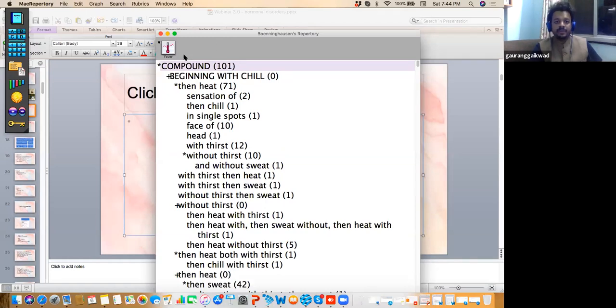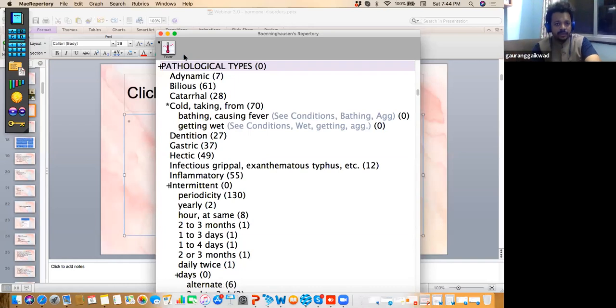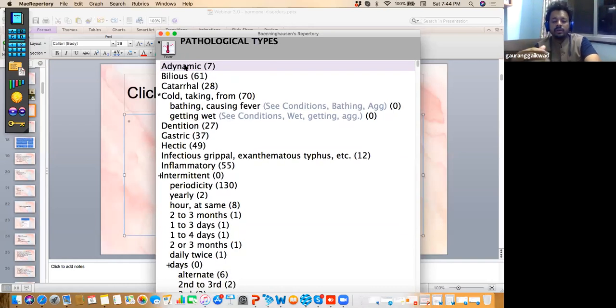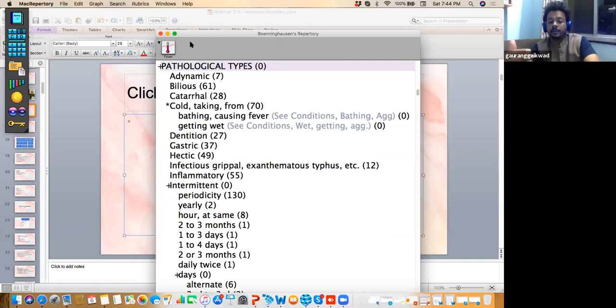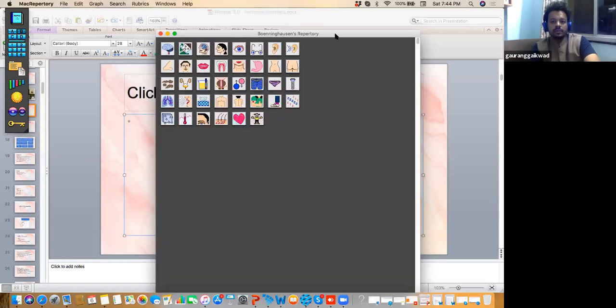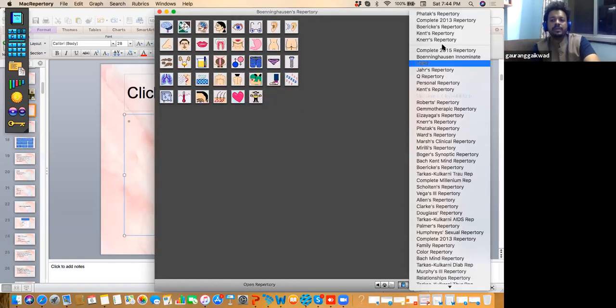For example, in the fever chapter, there's a very interesting group of rubrics. The first thing when you see a fever case in Bonninghausen is you try to understand which is the type of fever. Is it a bilious type of fever? Is it a catarrhal type of fever? Is it a dentition type of fever? Is it a gastric type of fever? So in this way, when I see a fever, first I classify which type of fever it is, and then depending on that, I analyze. Beautiful repertory, Bonninghausen.